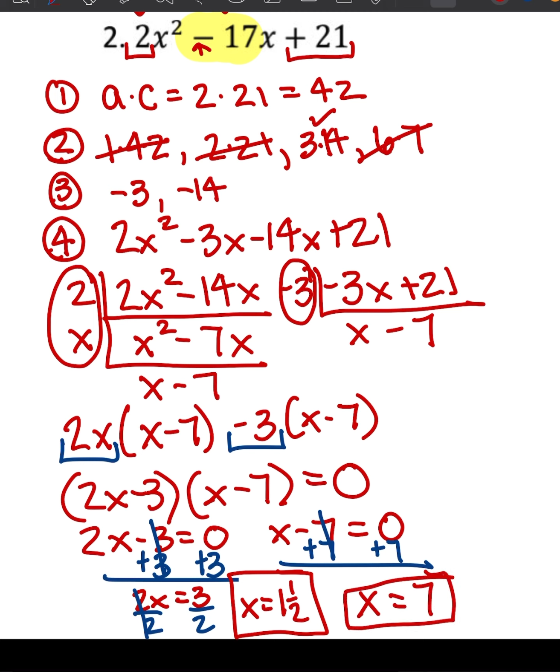So same steps as before. The only thing that's different if we have a number other than 1 here is that we're going to have to factor by grouping instead of being able to just go ahead and set them equal to 0.